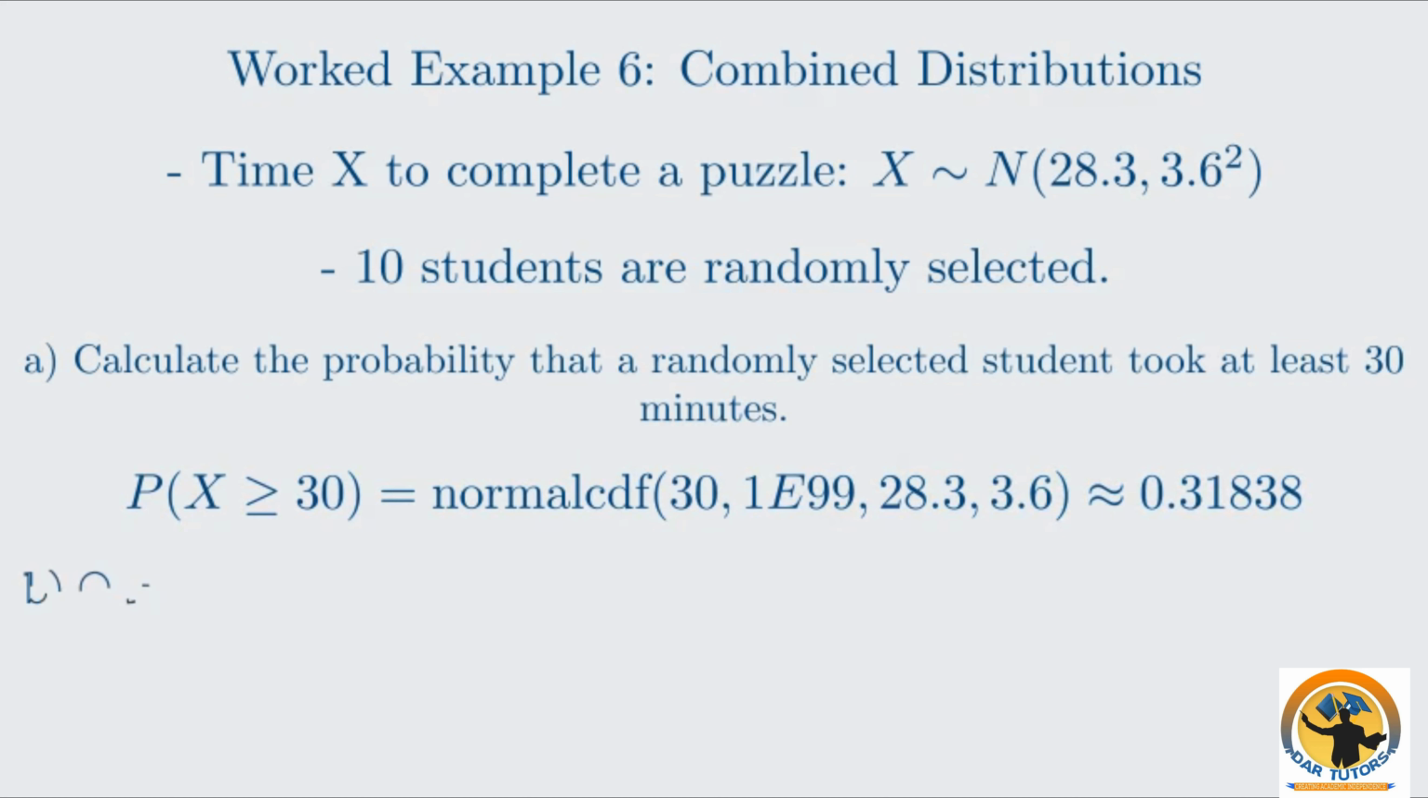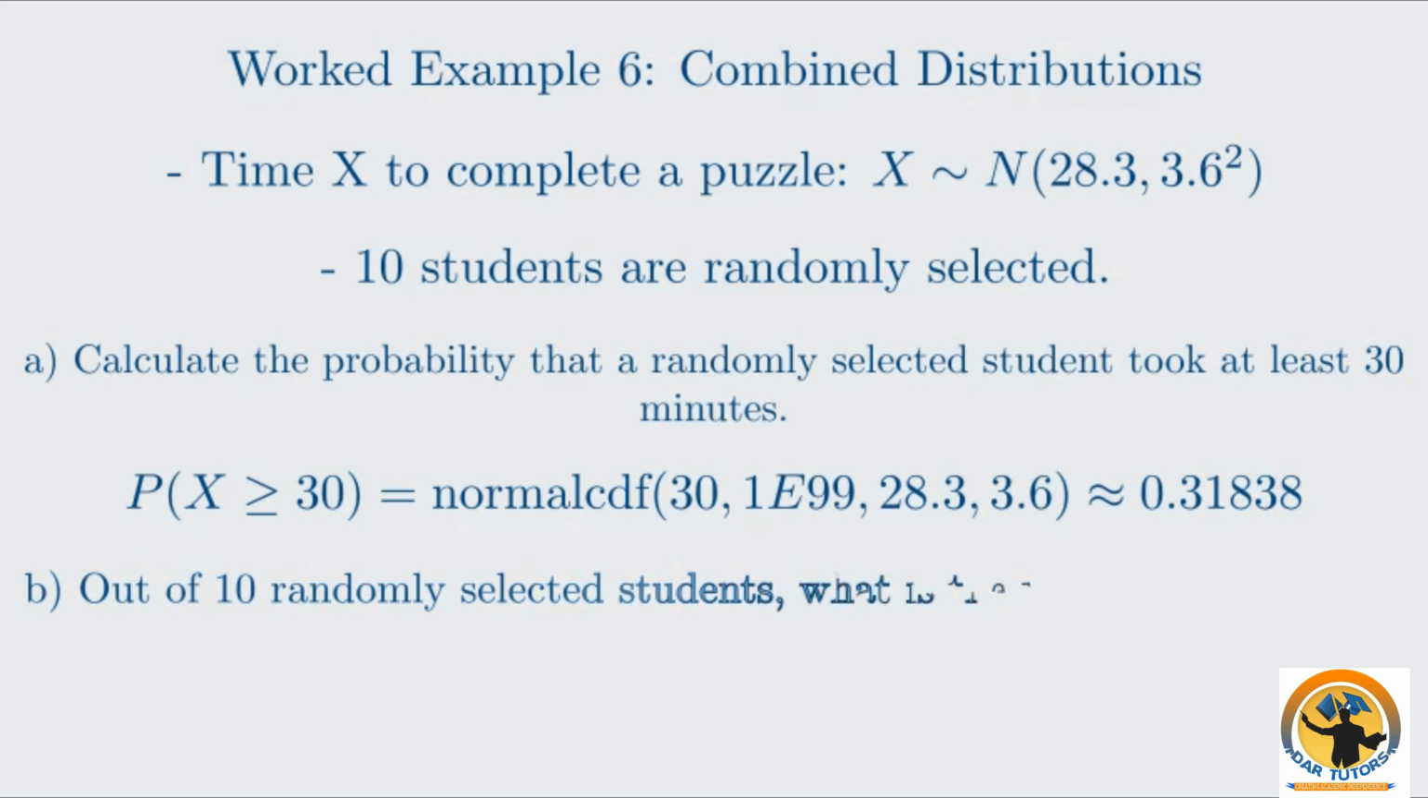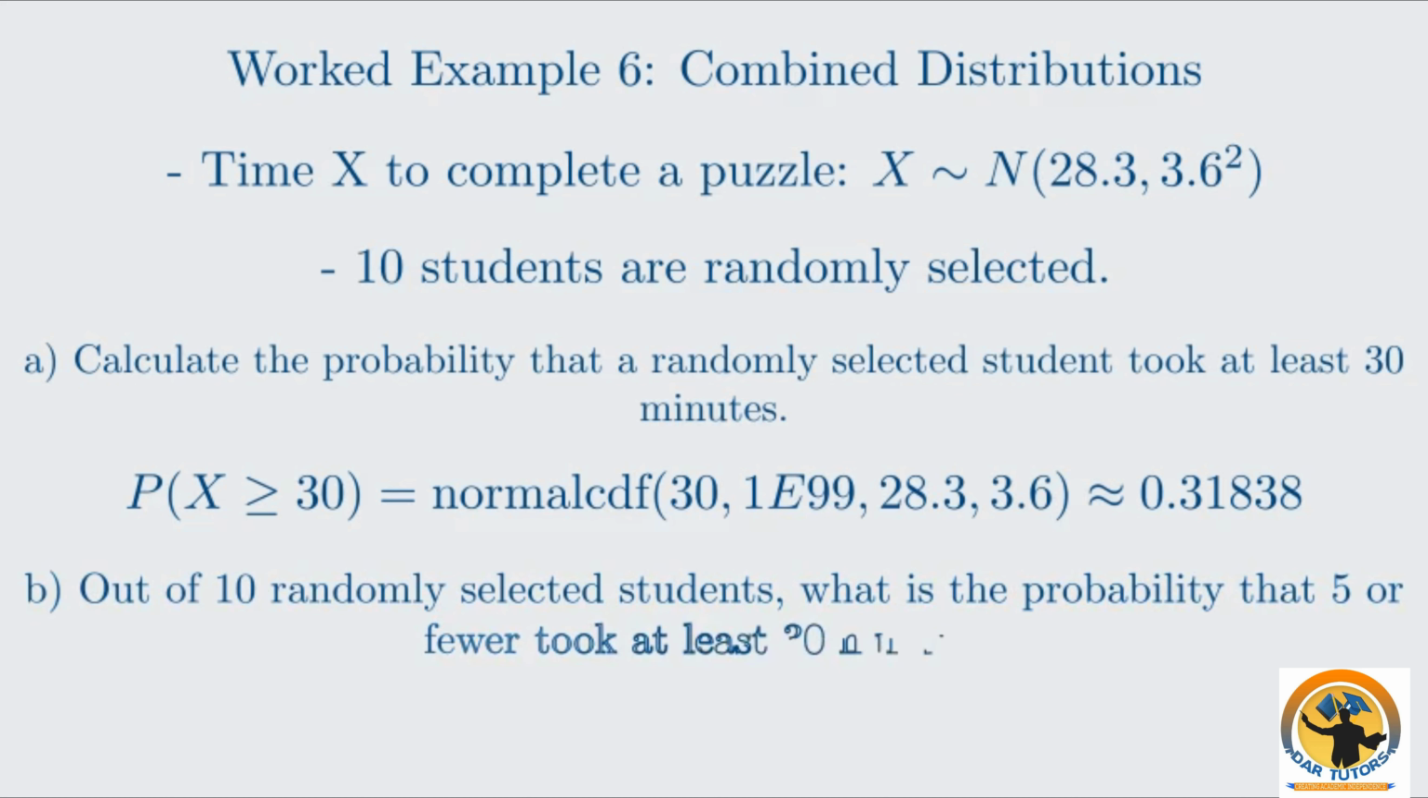Now for the second part. Out of 10 randomly selected students, what is the probability that 5 or fewer of them took at least 30 minutes? This part involves probability, but not the normal distribution. It involves a fixed number of independent trials, each with the same probability of success. This is a binomial distribution.